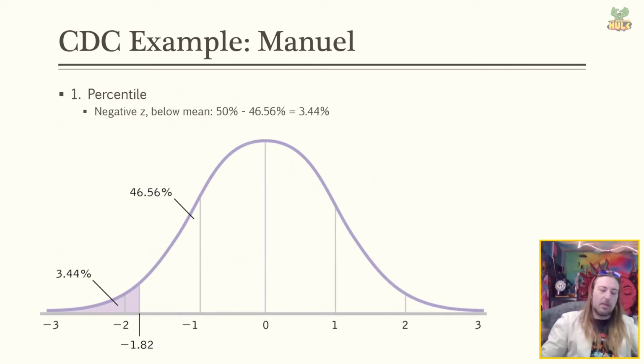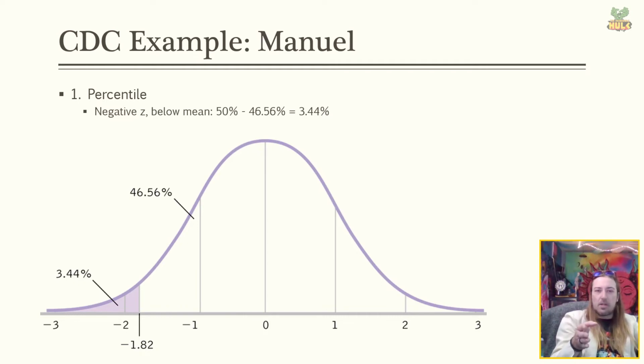Let's draw our curves. All right, we got a big normal distribution curve. Draw your center line for 0 and say, okay, Manuel had a negative 1.82, so I'm going to go to the left. I'm going to draw a line for his z-score. Now I'm going to look up in the table, and it said to me that there was 46.56% of the distribution between the 0 center point and that negative z-score.